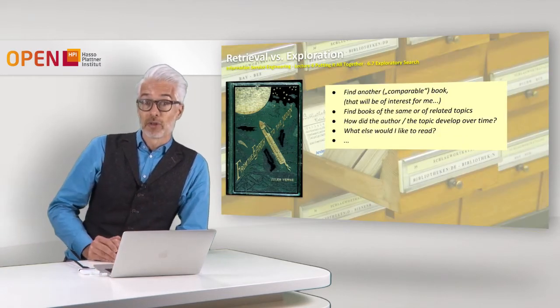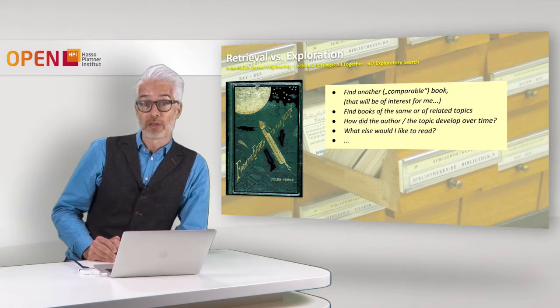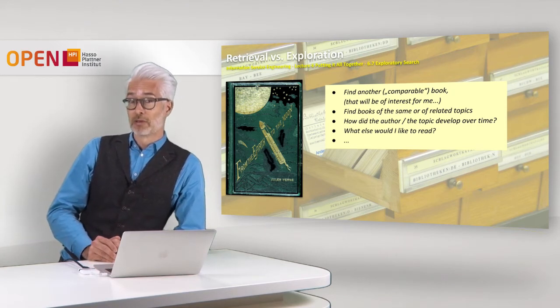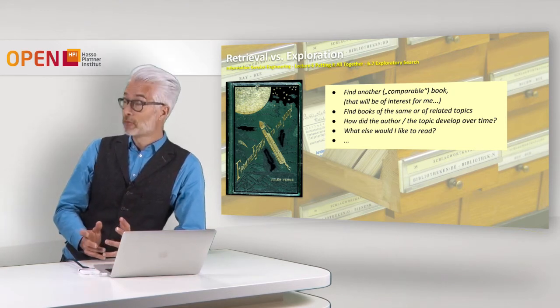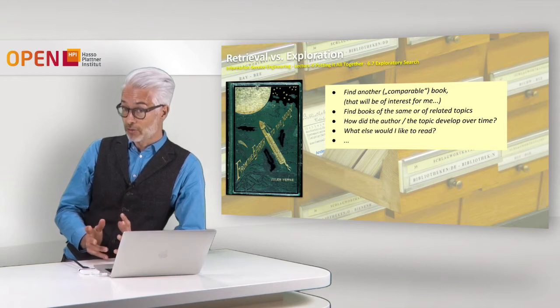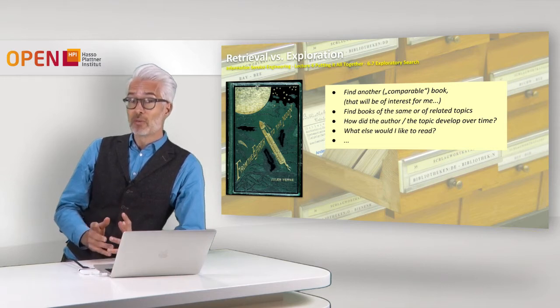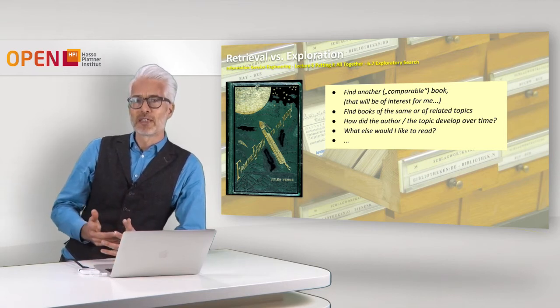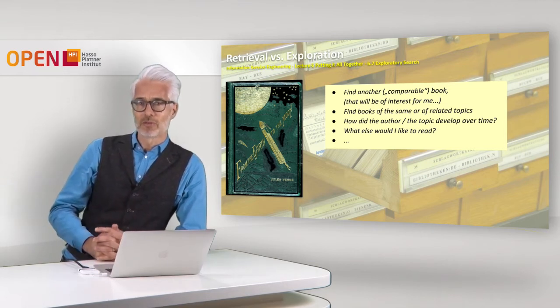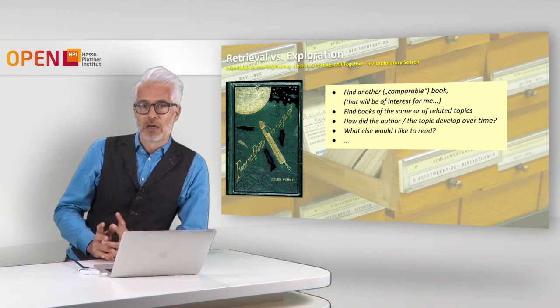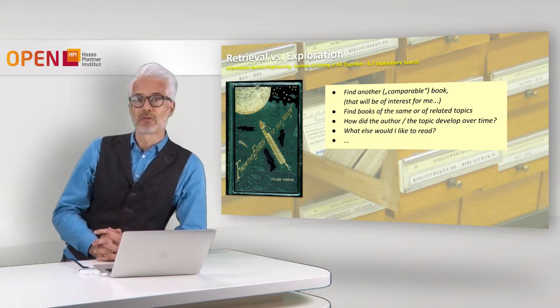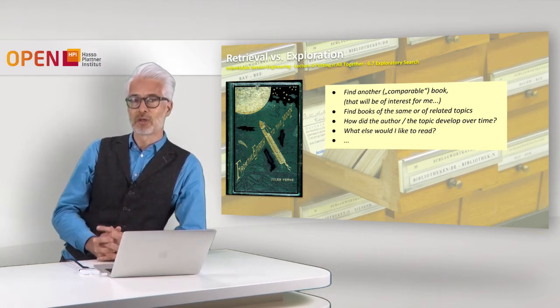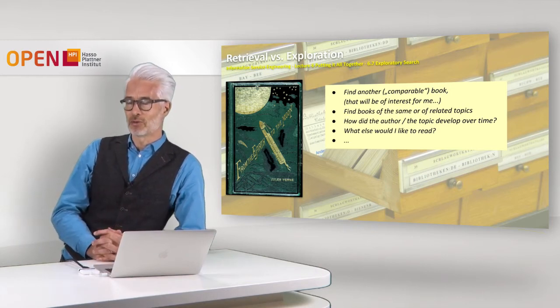Let's stay in the library. So next time you come to the library, you want to find another book. You read the first book you have found, you found it quite nice, and now you want to find something similar, something which is also of interest for you. So this means probably finding books on the same or on related topics. How did the author that you just read develop over time, or how did the topic develop over time? So what else would I like to read?